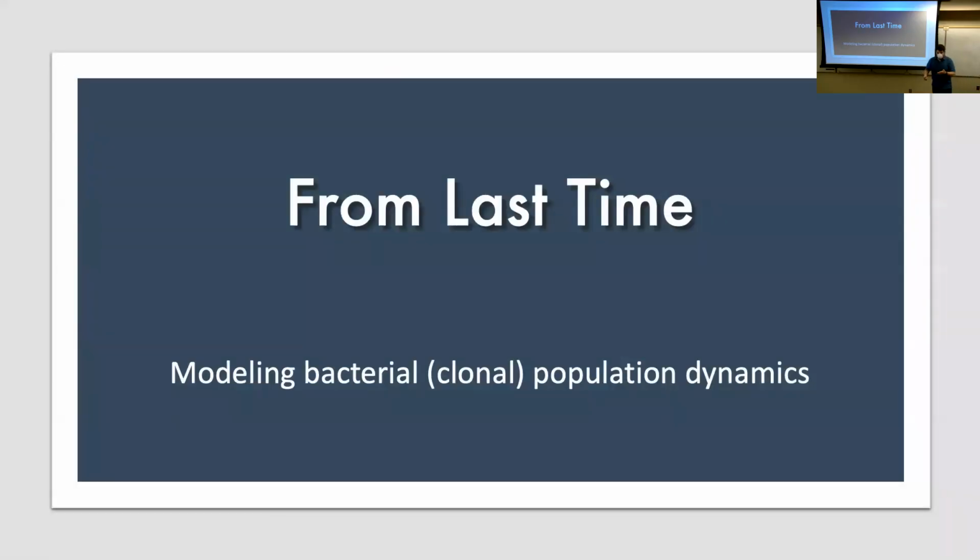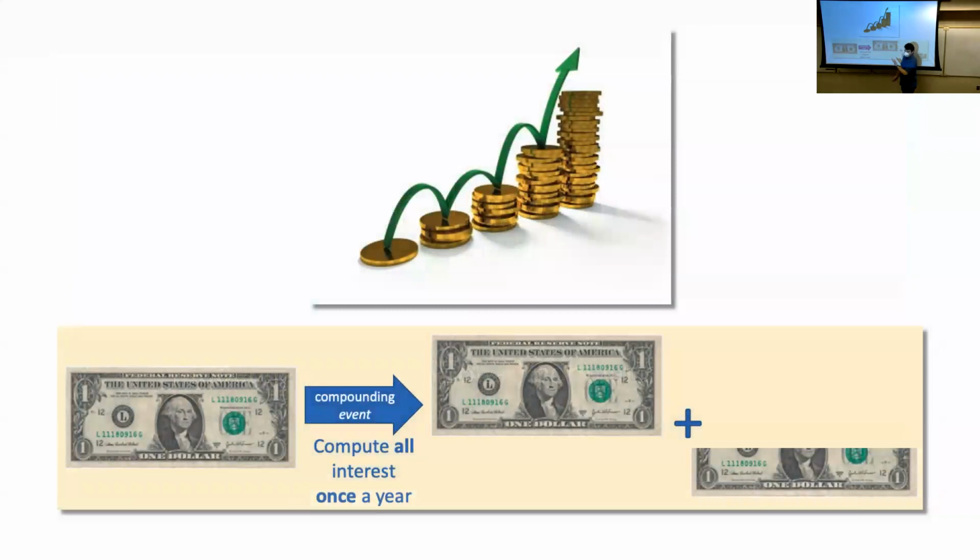All right, so from last time, we started modeling bacterial population dynamics, imagine clonal bacteria. We talked about them being like bank accounts, where a dollar bill sits in a bank account and you get a little bit of interest each year. You don't get access to that interest until the next year, and then you get a fractional dollar bill out. You have to wait the whole year to get the interest. That is how the bank account works.